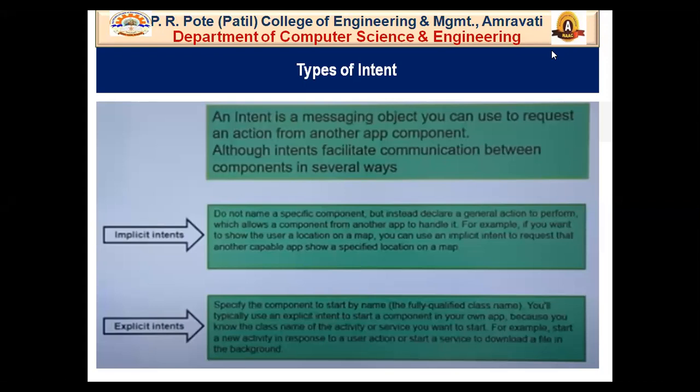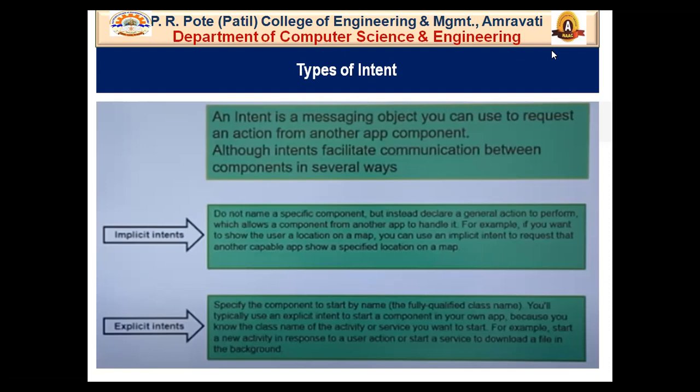to start a component in your own application, because you know the class name of the activity or service that you want to start. For example, starting a new activity in response to a user action, or to start a service to download a file in the background, as we have discussed already. And what is implicit intent? Implicit intent do not name a specific component, but instead declare a general action to perform, which allows a component from another app to handle it.